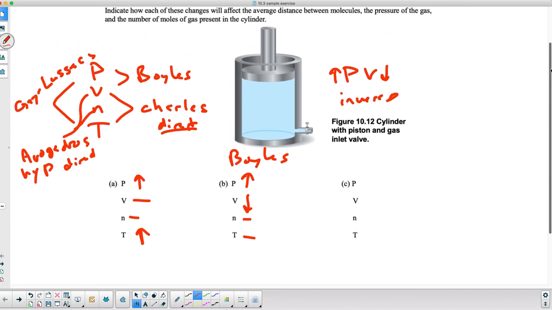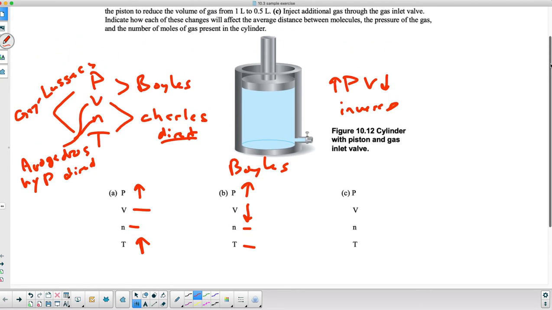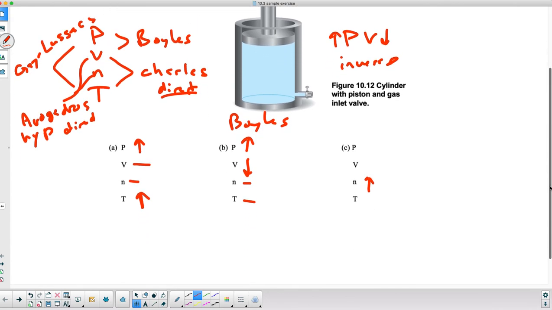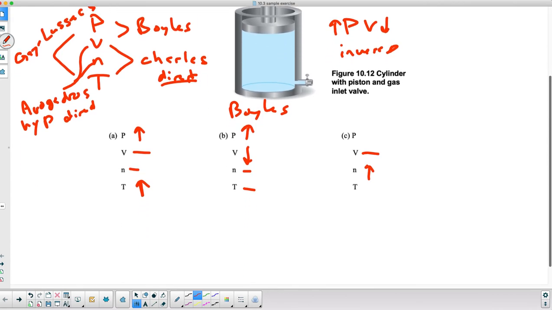So the last one says inject additional gas, which means that my number of molecules is going up, the pressure of the gas, and the number of moles of gas present in the cylinder. Okay, so let's just check to see if this stays at constant temperature. It says additional gas is added to a constant volume container. Okay, so it's constant volume. Now we don't know about the temperature, but we do know that the volume doesn't change. And if you have a rigid structure and you add gas to it, of course the pressure is going to go up. And we're not sure about the temperature either, but here's what we do know.